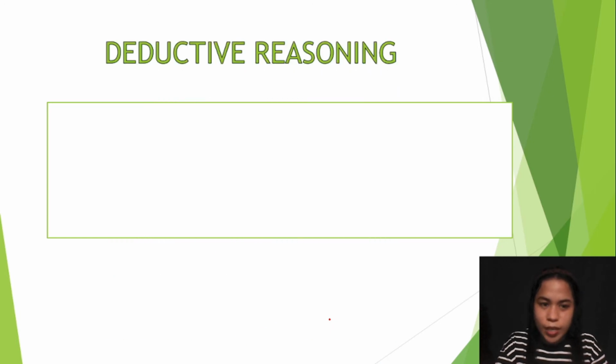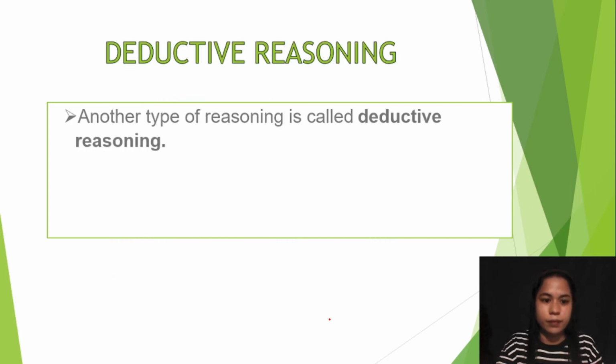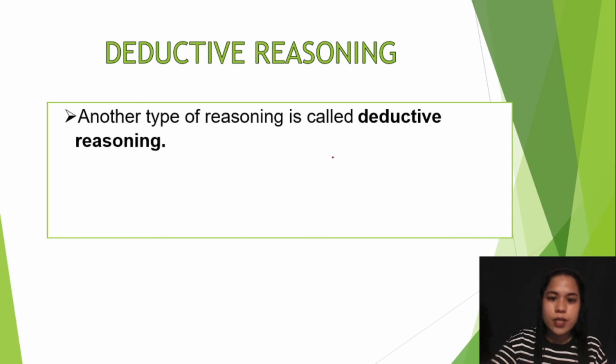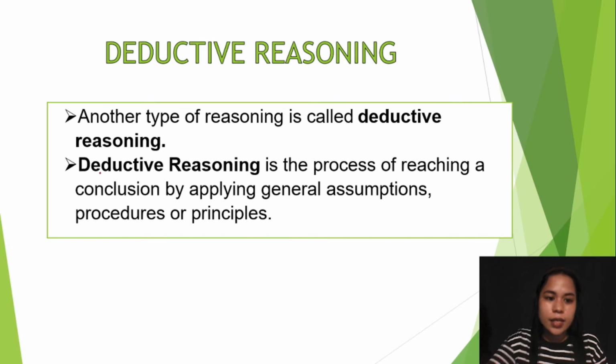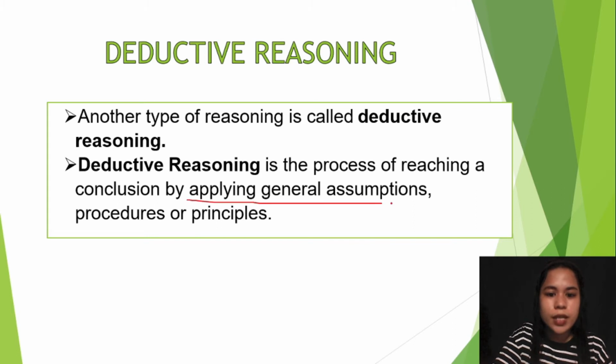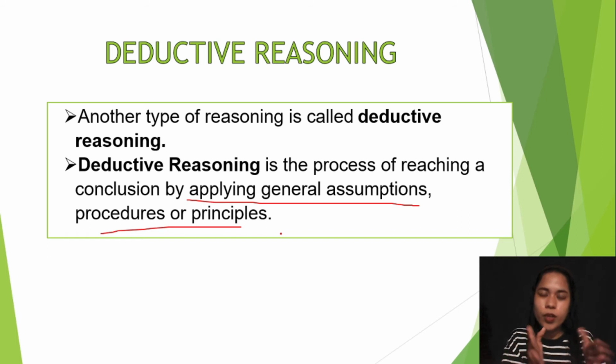Okay, so let's proceed to deductive reasoning. Another type of reasoning is called the deductive reasoning. So what is the difference between the inductive and the deductive reasoning? In deductive reasoning, it is the process of reaching a conclusion by applying a general assumption, procedures, or principles. So, kung doon kanina sa inductive reasoning, it is more on examples until you arrive at the general conclusions. Dito naman, we apply general assumptions. Then, we can give specific examples by that.